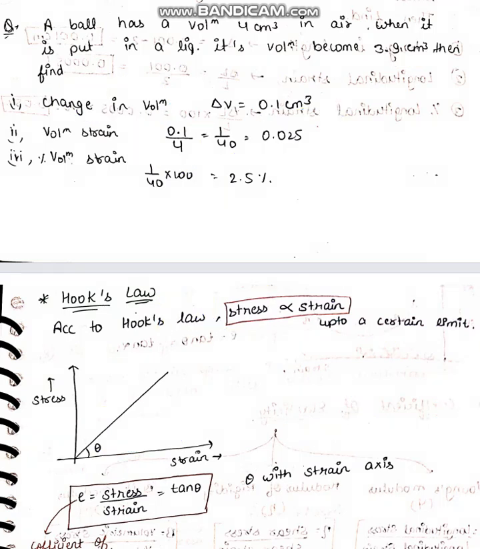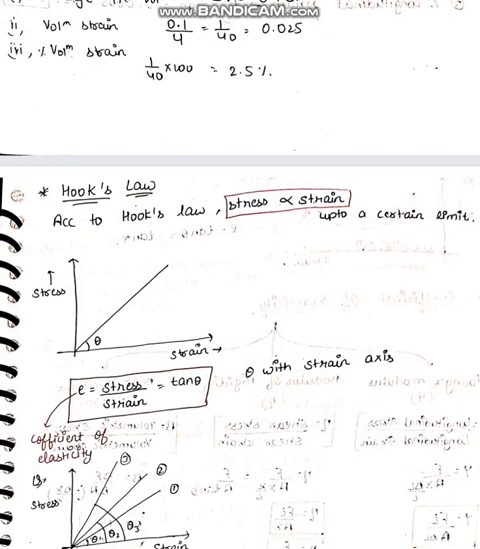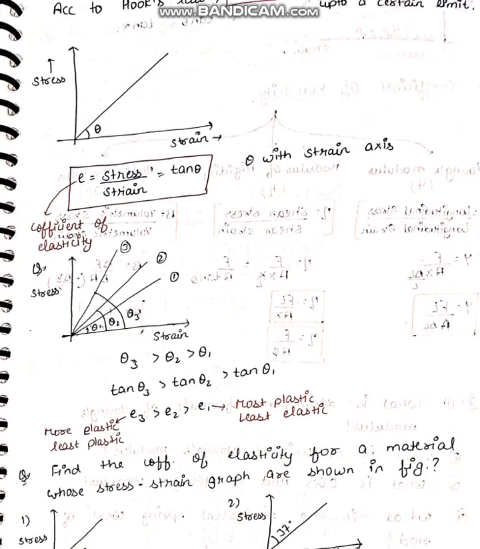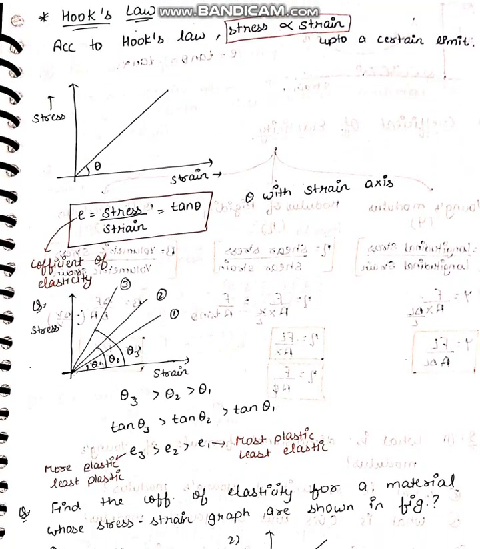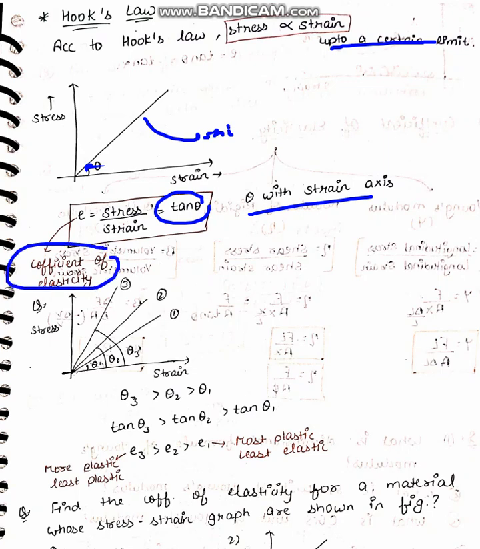Next one, now we have Hooke's law. According to this law, Robert Hooke was a scientist who worked on the relation between stress and strain, and he found that stress is proportional to strain up to a certain limit, and he called it Hooke's law. If you draw a graph between stress and strain, the graph will be a straight line, and suppose it makes an angle theta with the strain axis. So stress by strain is tan theta, which is with the strain axis, and here it is called the coefficient of elasticity.